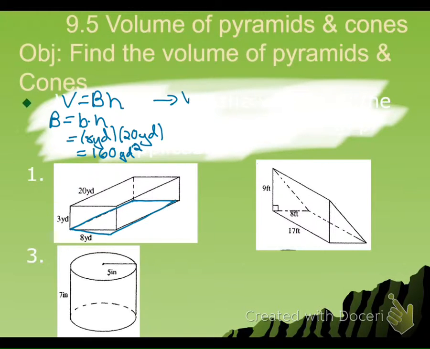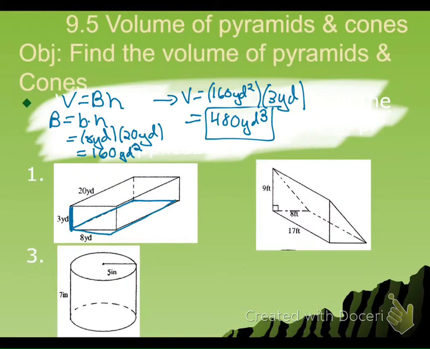Okay, and then over here we have the height of this figure. Volume equals 160 yards squared times my height of my figure, which is 3. So 3 yards. What is 3 times 160, Mario? 480. 480 yards cubed.